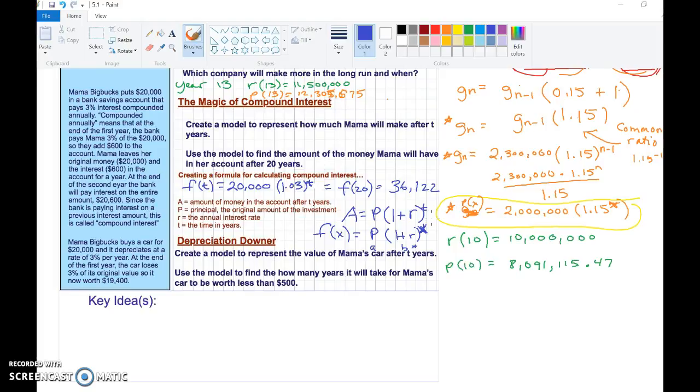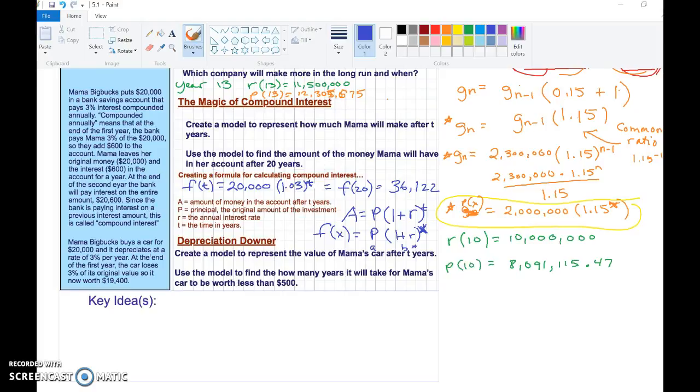So let's read about Mama Big Bucks buying a car. She buys a car for $20,000 and it depreciates at a rate of 3% per year. At the end of the first year, the car loses 3% of its original value, so it's now worth $19,400. So now we've got a little bit of a different look here going on. Instead of adding, we're taking money away.